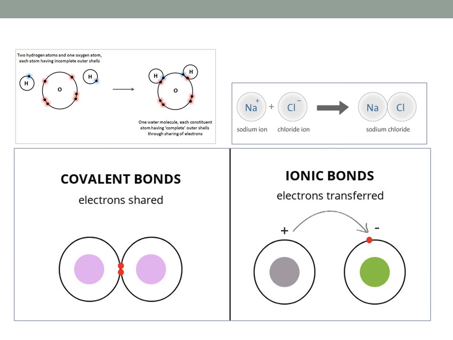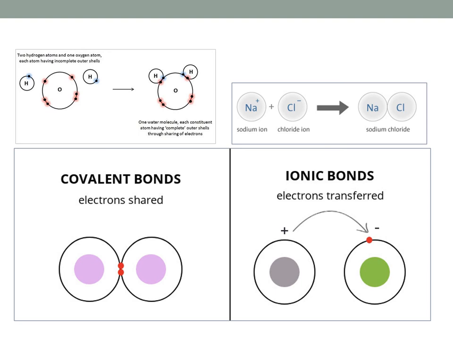Covalent bonds are different. Here we have an oxygen and two hydrogens. You can see the oxygen in its outermost shell: one, two, three, four, five, six. Its inner shell has two. So it has six, but it really wants eight, because that's what atoms want. And the hydrogens over here each have one in that innermost shell. They really want two.